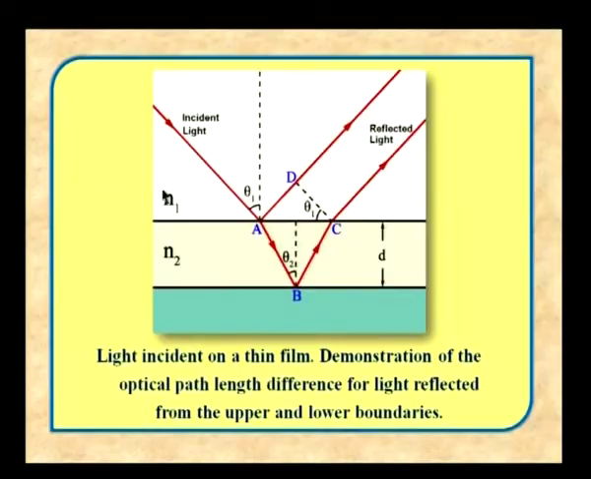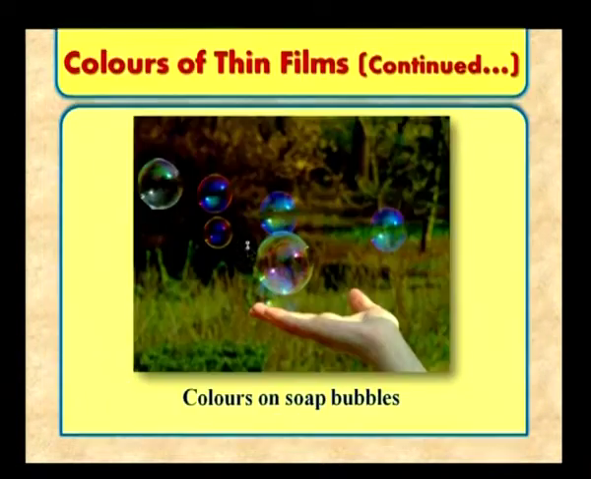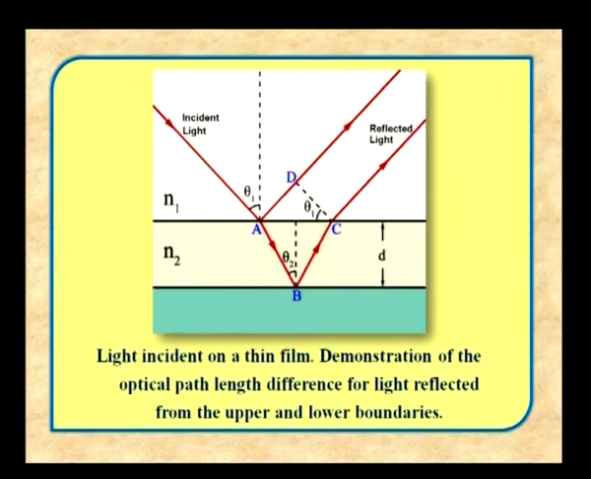Let me now once again explain what is meant by path difference. You have an incident light falling on this surface. This is air here, and this is the film I am talking about. This film is of a very small thickness, a few nanometers to 1 micron. This is a thin film, magnified, and the thickness of the film is d.